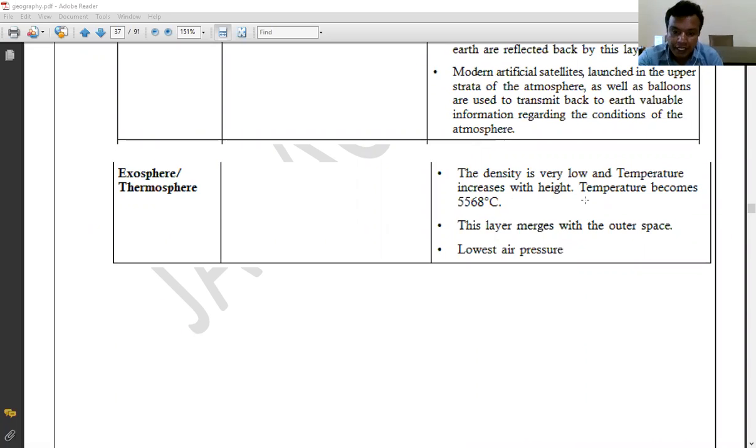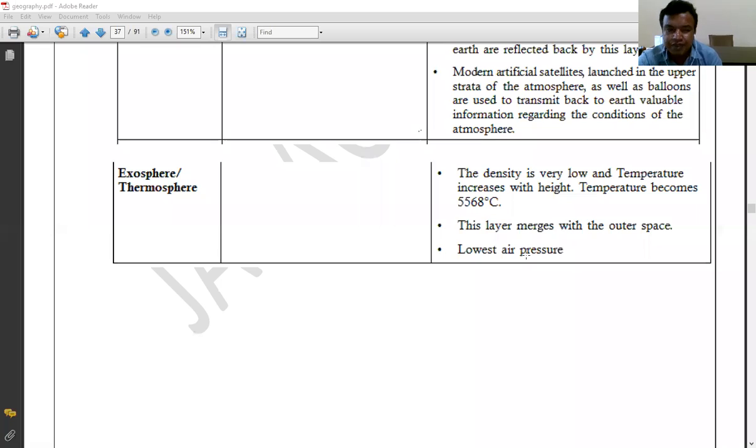So the exosphere has a very high temperature, and whatever satellites or missiles we launch, we need to have such material which can resist such high temperature. So that is what is mentioned. The temperature is around 5568 degrees Celsius. This layer merges with the outer space, and the lowest air pressure is there on the exosphere.